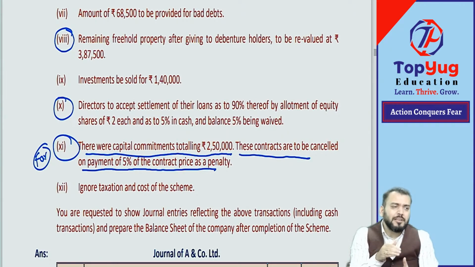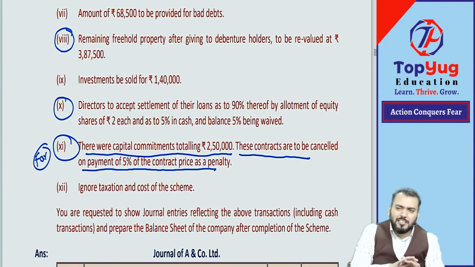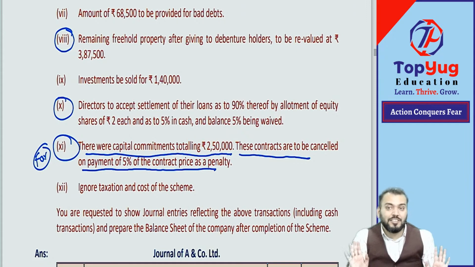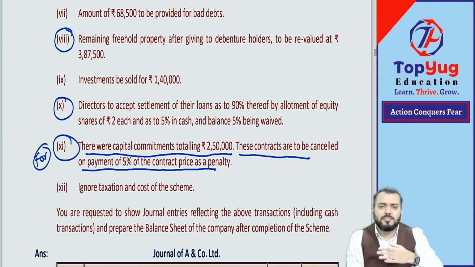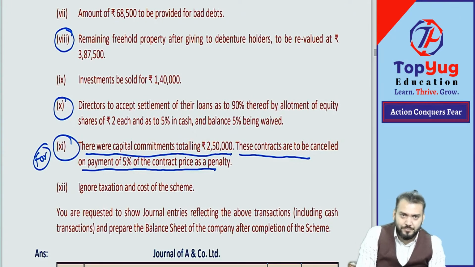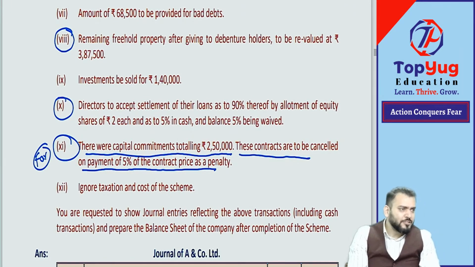For example, I have given a commitment that I will purchase plant and machinery after 5 years. That is a contractual commitment. But we will not recognize any liability right now. So as per the requirement of Schedule 3, this commitment needs to be disclosed. But these are not contingent liabilities. Suppose I have given a commitment to you that I will teach CA Final also to you. So this commitment needs to be disclosed because it will not be recognized right now. It is only a commitment given.